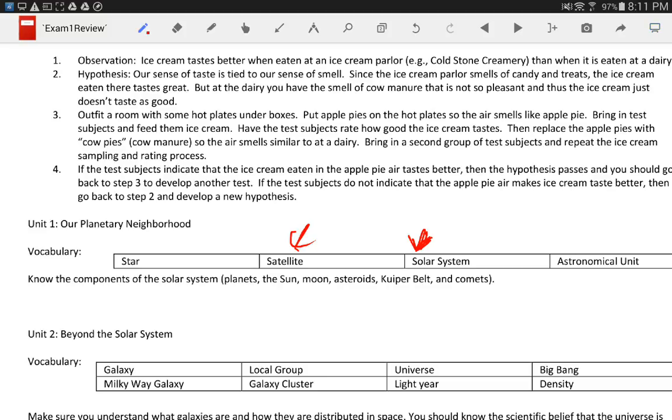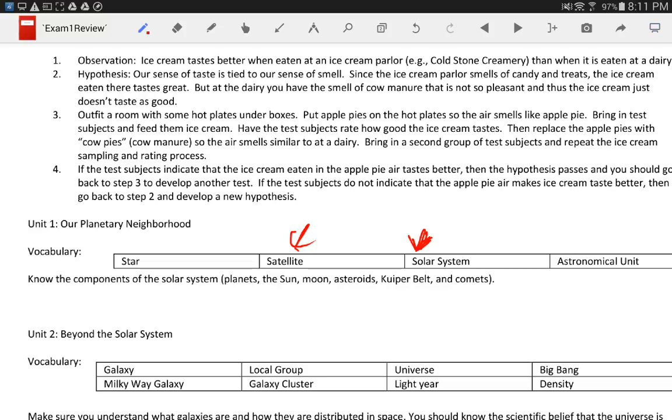But if we're going to measure the distance between, let's say, the Earth and the moon, what would be the most convenient unit to use there? The kilometer. The kilometer would be the most convenient if you're talking about the distance from the Earth to the moon, because the moon's not that far away, a few thousand kilometers or so.